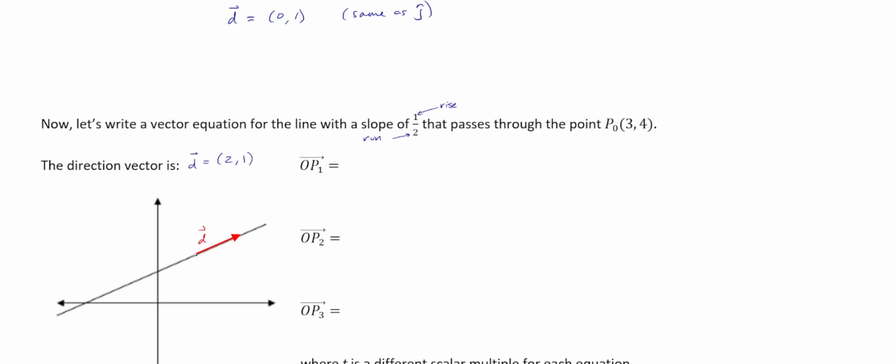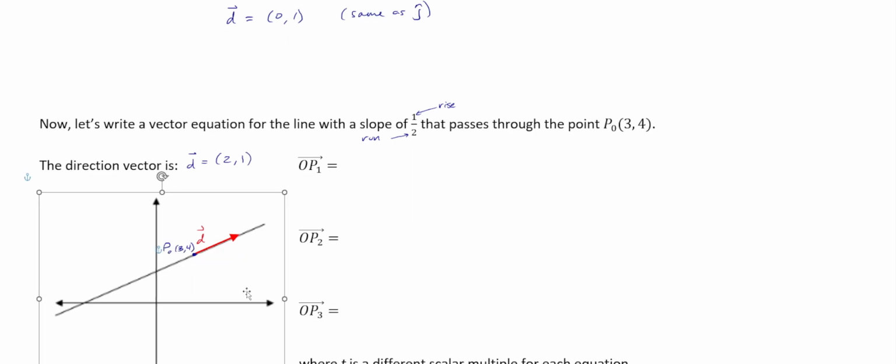So I'm going to put this point right here, 3, 4. In fact, I might even move it so that it's over here. Okay, there we go. So I have the point and I have the direction vector right here. Now I'd like to create another point right here. This is going to be P1, and that's going to be 5, 5. So that's also a point on the line.